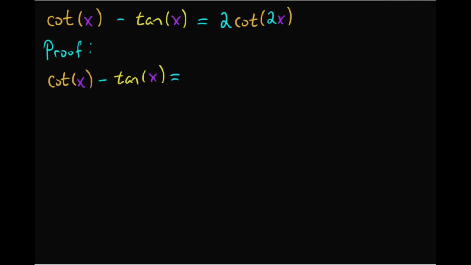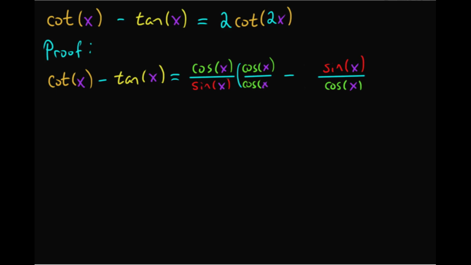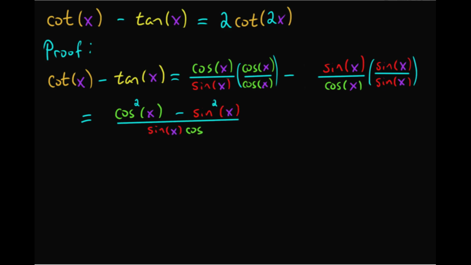Cotangent of x minus tangent of x equals cosine of x over sine of x minus sine of x over cosine of x. Now we want to get a common denominator here, so I'll multiply cosine over sine by cosine of x over cosine of x, and I'll multiply sine x over cosine x by sine x over sine x. And now with that common denominator, we have that this equals cosine squared x minus sine squared x all over sine x cosine x.